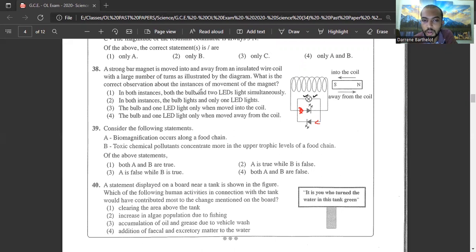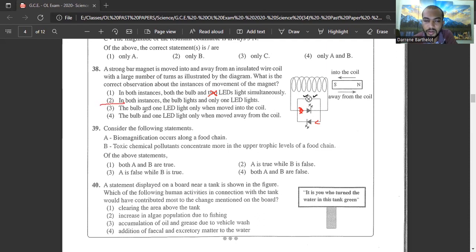In both instances, both the bulb and two LEDs light simultaneously. That's wrong. Why? Because two LEDs will not light up. Only one LED will be lighting up. Second one, in both instances, the bulb lights and only one LED lights. And that's correct. The bulb will be lighted up whether it is positive, negative or negative, positive. But for LEDs, it lights up only when the current is moving in one direction. So the answer should be the second one.